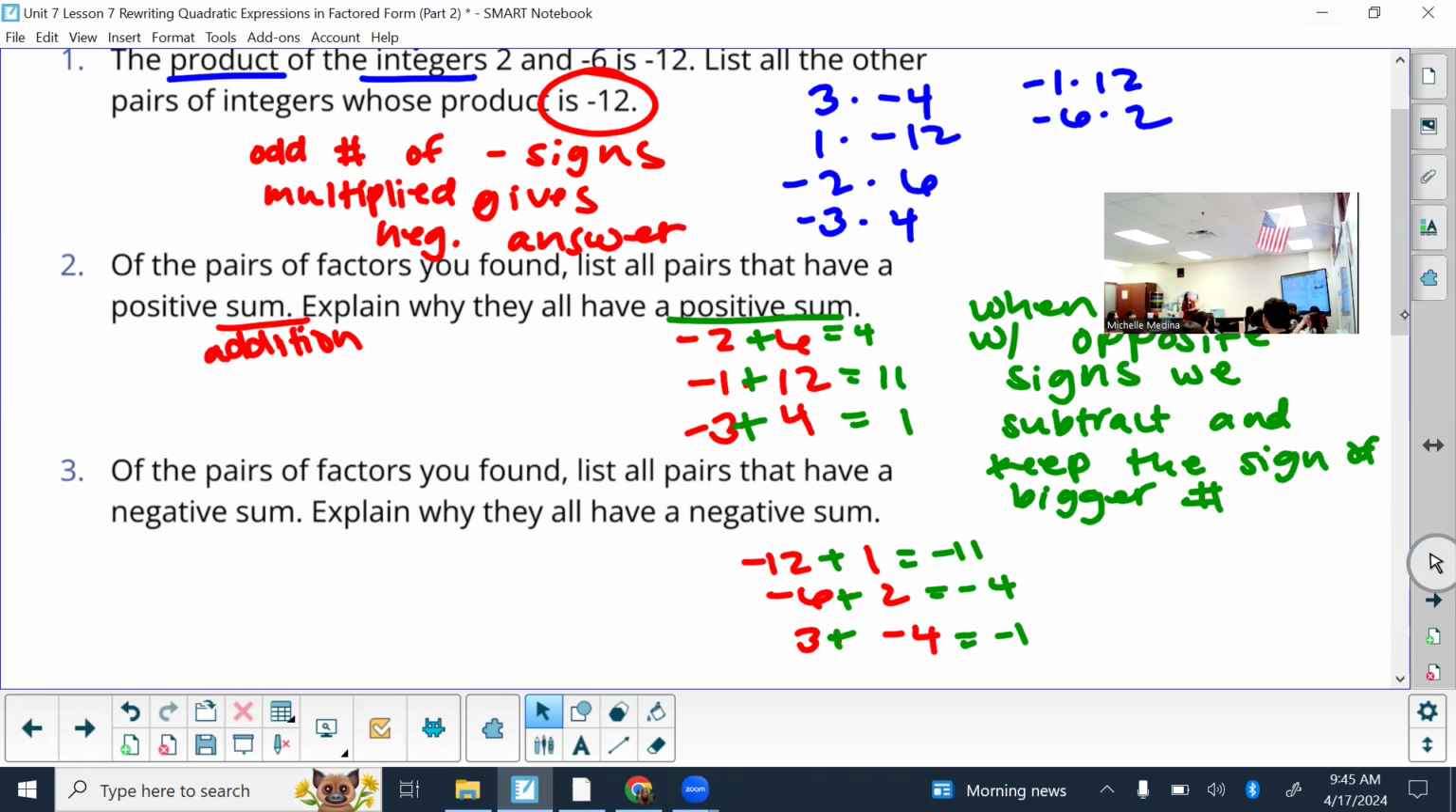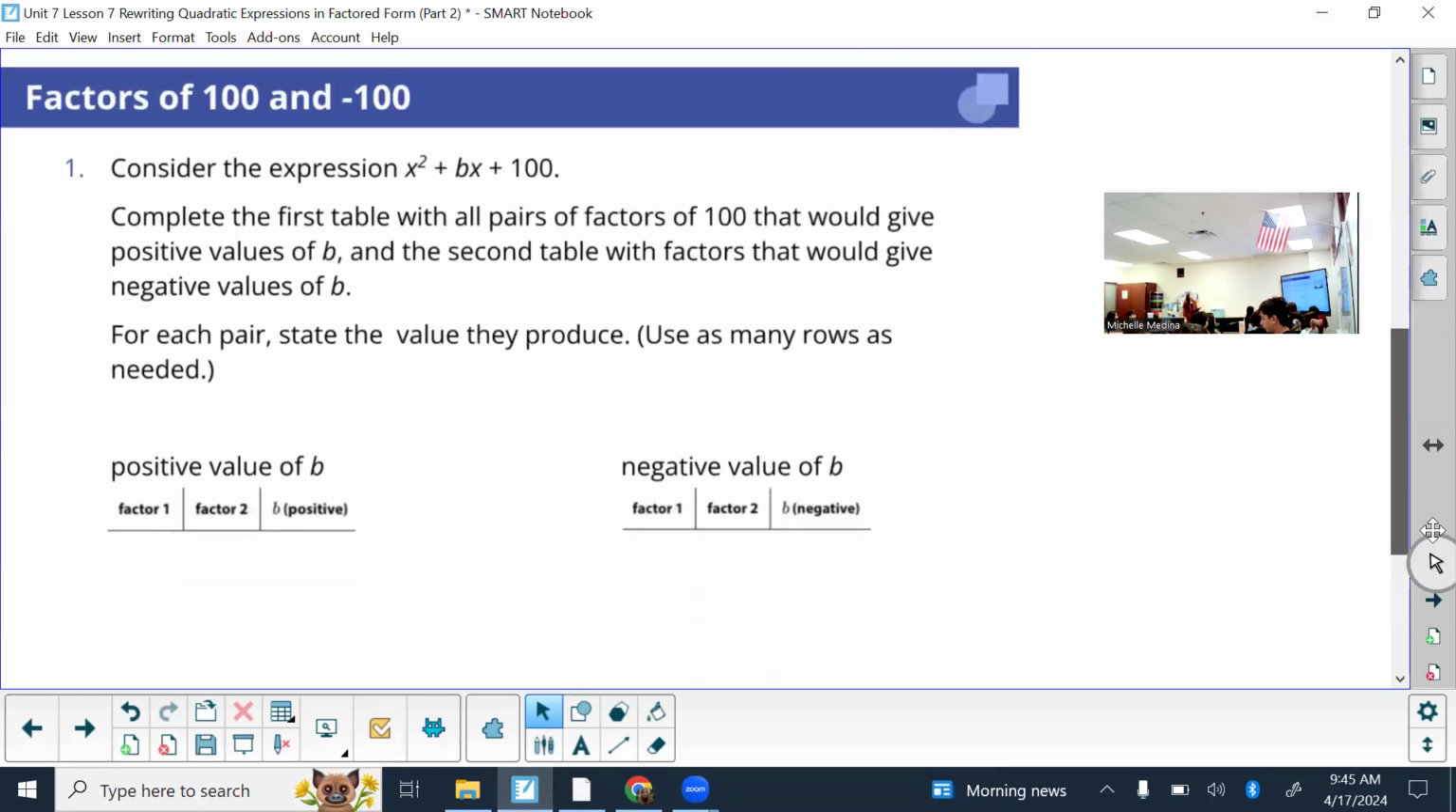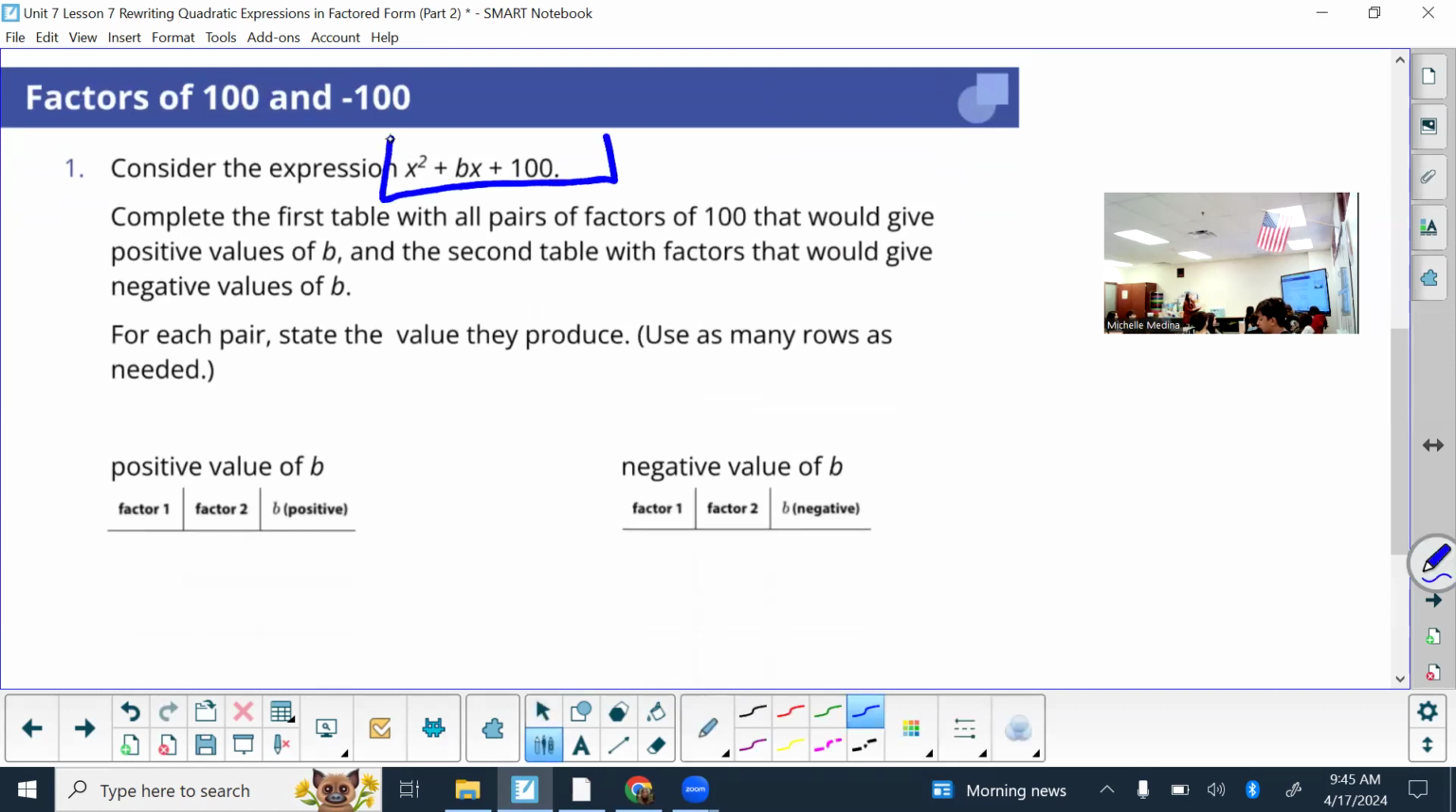Okay. So then the front side of your paper, this next activity. First, you're gonna look at this expression, which is in standard form or factor form.